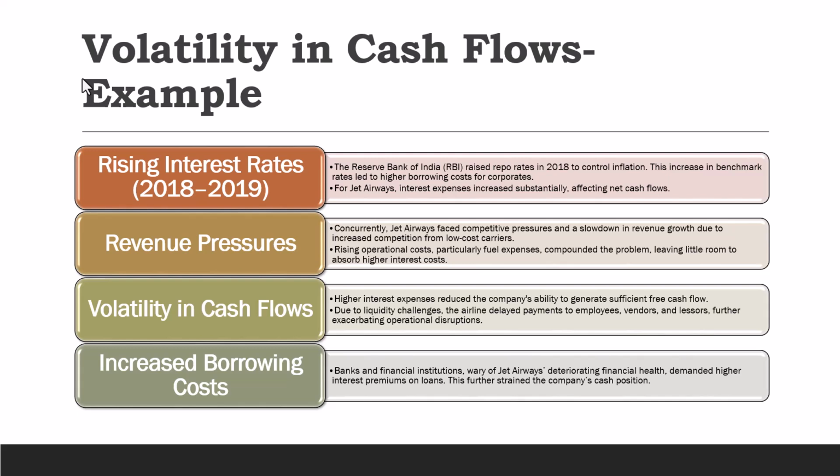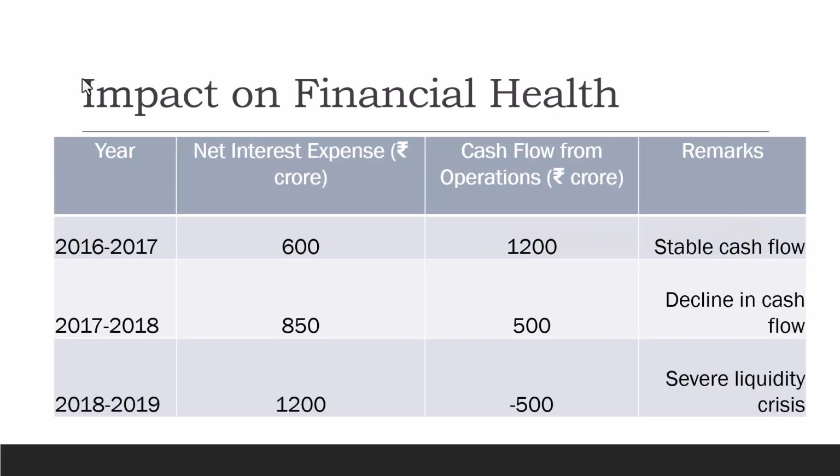So at that time, the new loans which were given were at a higher rate, and even Jet Airways' credit rating came down, and further loans became very expensive for them, which further strained the cash flow position of the company. So if you look at the financial health of Jet Airways here, in 2016-17, their net interest expense was 600 crores, whereas they had cash flow from operations of 1,200 crores.